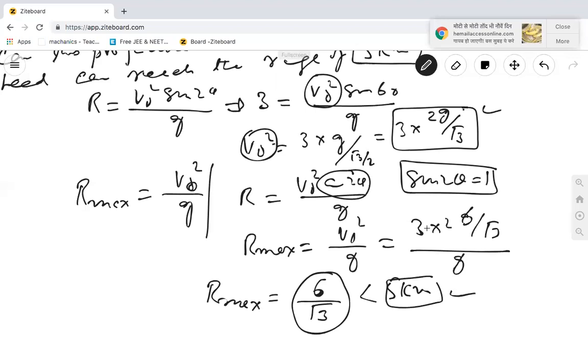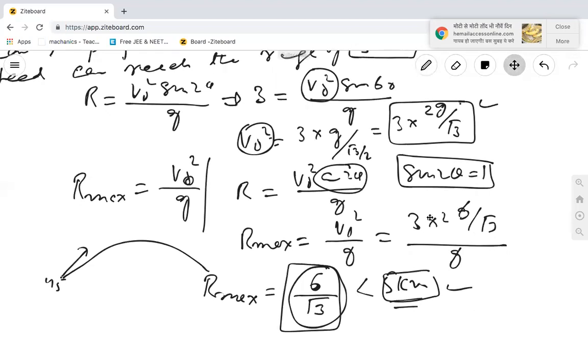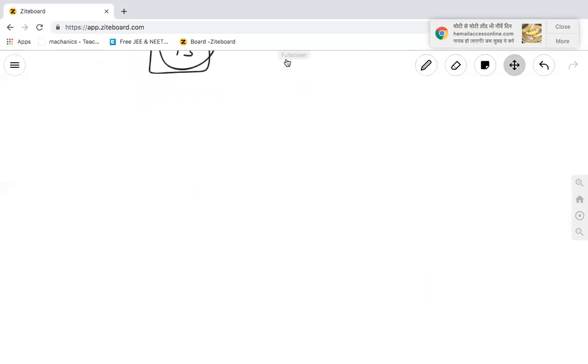That's the answer. So when I adjust the angle to 45 degrees, I found the maximum range like this. So how can it exceed 5 kilometers, or how can it even go to the 5 kilometer range? The answer is, it cannot go to the 5 kilometer range. You can check it out: 6 by root 3 is less than 5 kilometers.